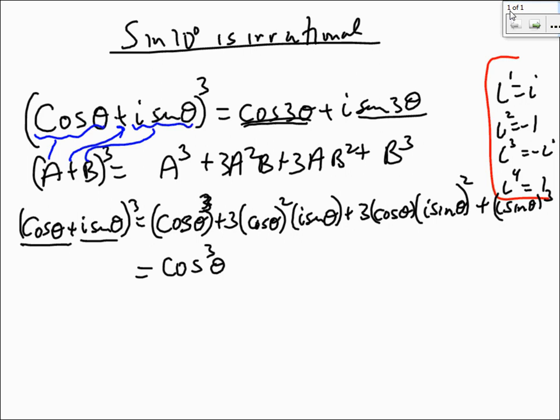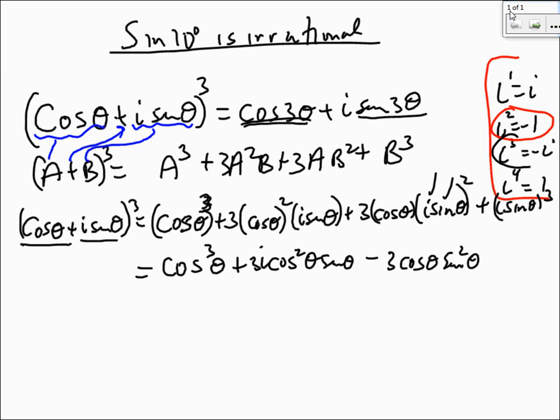And the first term is just cosine cube theta plus 3 cosine square theta times i, and I put that in front, times sine theta plus 3 cosine theta times i squared times sine theta squared. Well, i squared is -1. So that just makes this plus a negative sine square theta. And i cubed is negative i. So it's negative i sine cube theta.